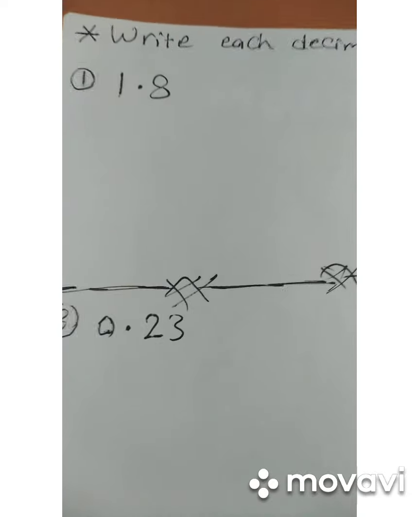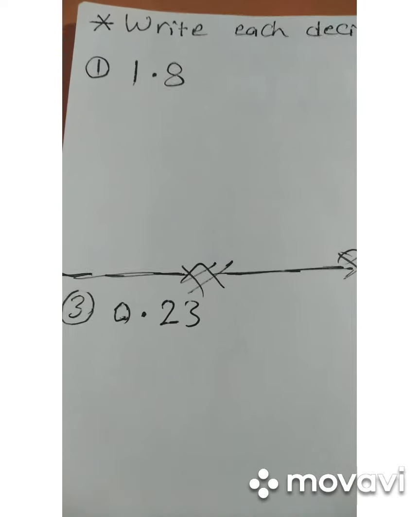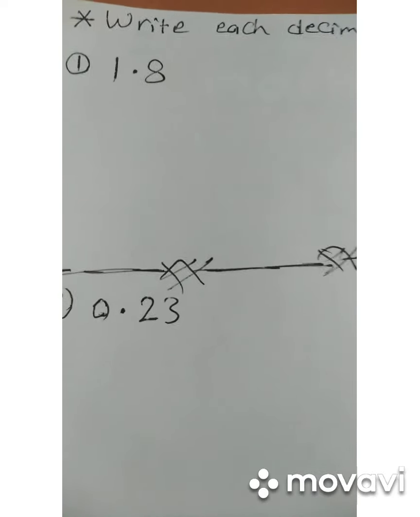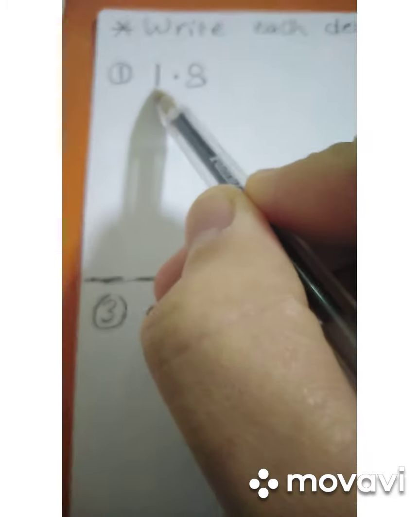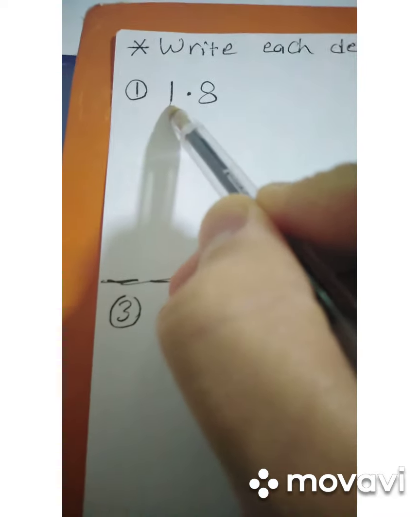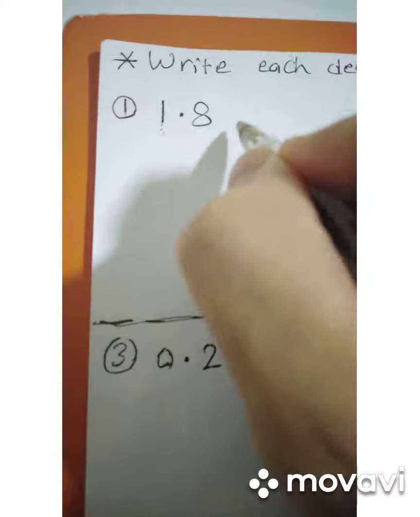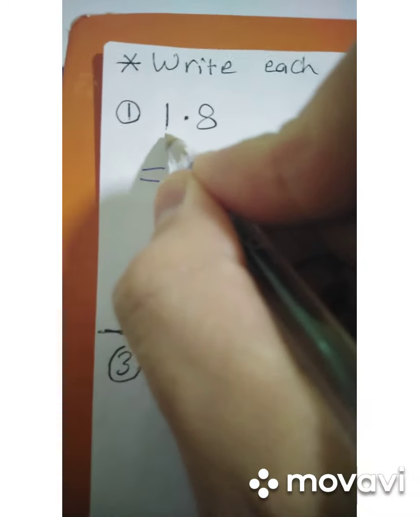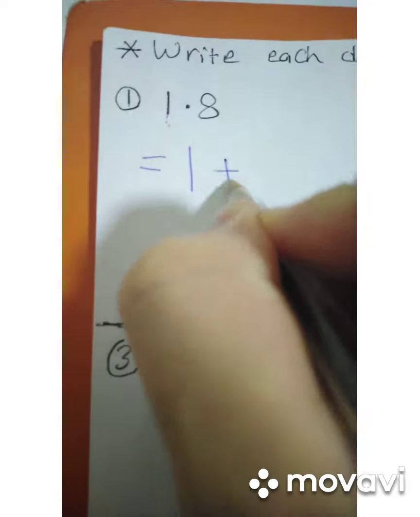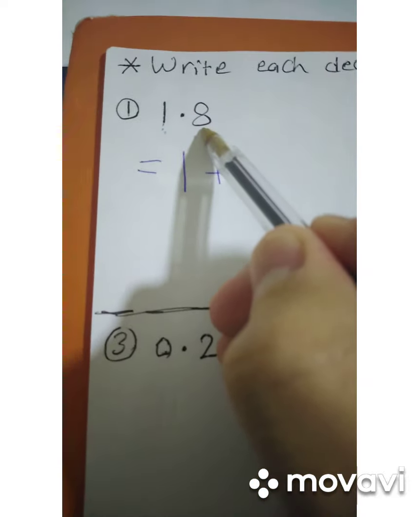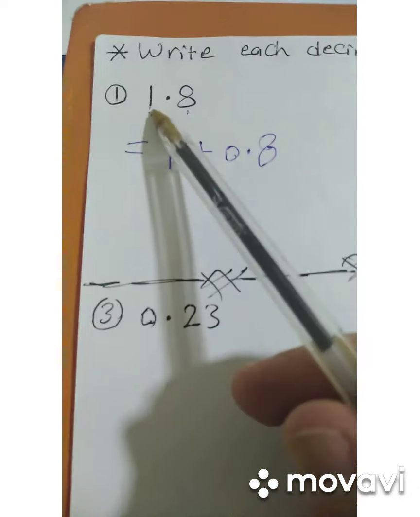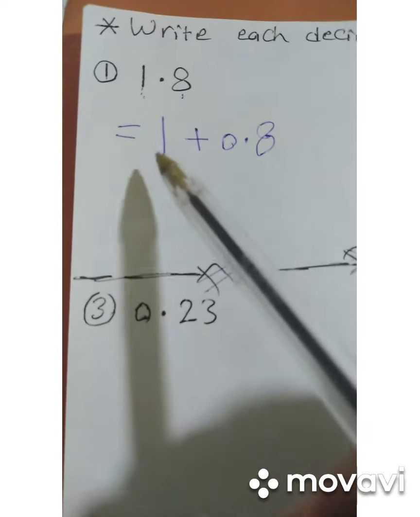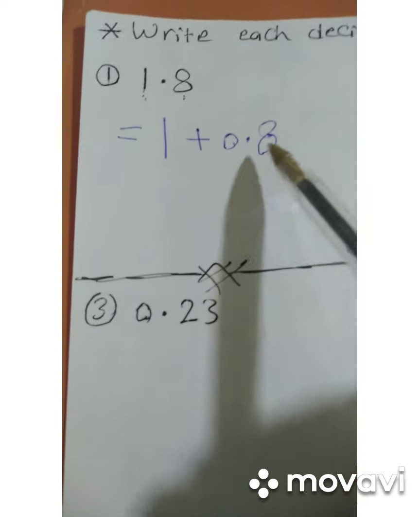Another example. Write each decimal in expanded form. Number 1. 1 and 8 tenths. Start with the whole number. We have 1 in ones, so the 1 in the ones digit equals 1. In expanded form, we write 1 in ones equals 1, plus 8 in tenths equals 8 tenths. So, the expanded form of 1 and 8 tenths equals 1 plus 8 tenths.